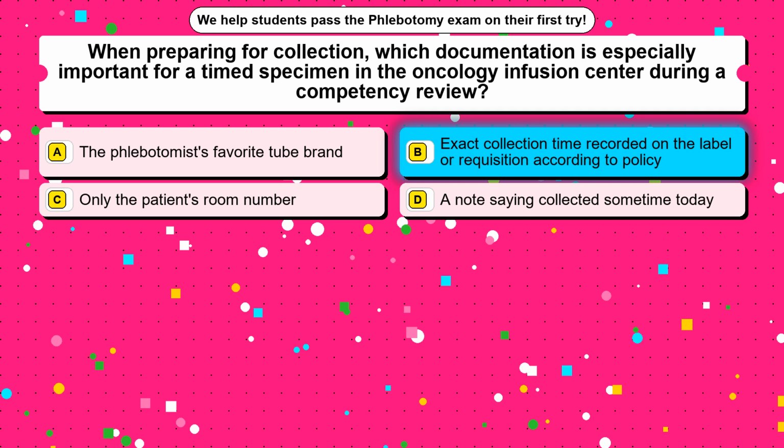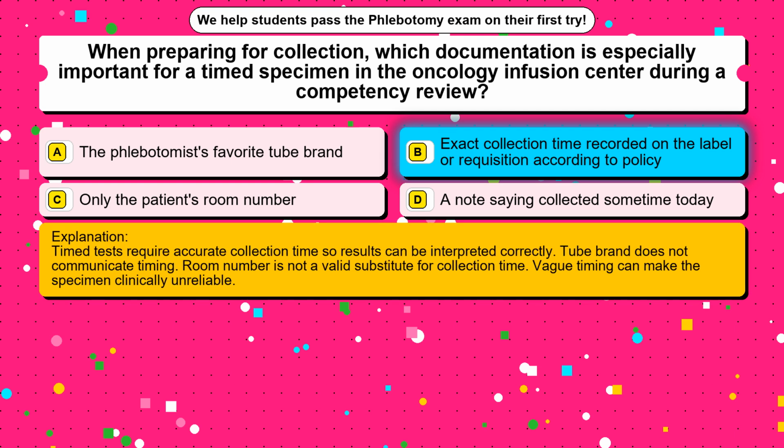The correct answer is option B, exact collection time recorded on the label or requisition according to policy. Timed tests require accurate collection times so results can be interpreted correctly. Tube brand does not communicate timing. Room number is not a valid substitute for collection time. Vague timing can make the specimen clinically unreliable.